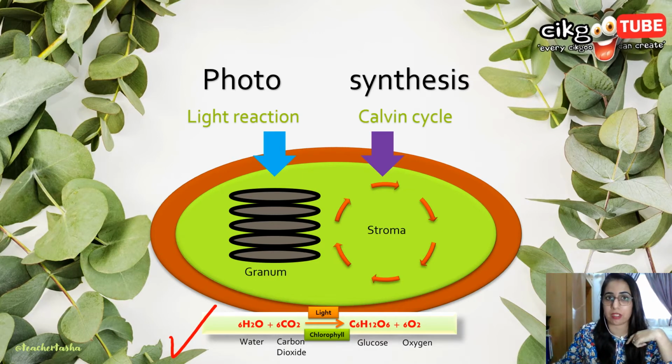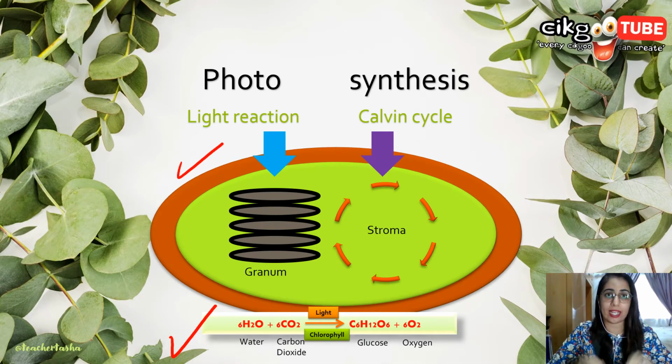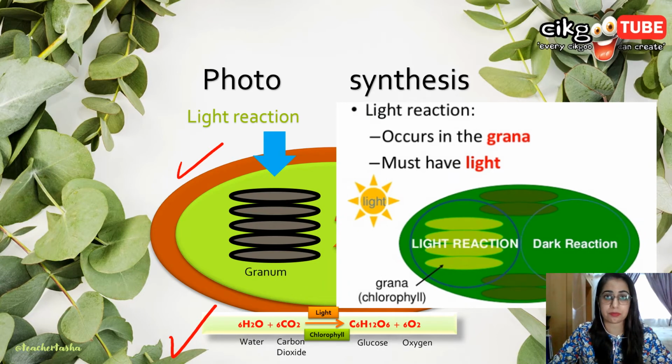The process of photosynthesis is divided into two main stages. We have the light dependent reaction, meaning it requires light. The chlorophyll in the granum absorbs light energy from the sunlight, and then it splits the water molecules in a process called photolysis of water. It occurs in the thylakoids of the chloroplast.